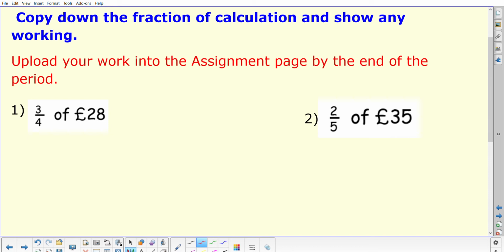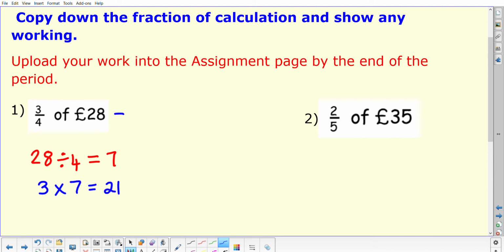We want to think about what 1/4 of 28 would be, and to do that we would be doing 28 divided by 4. So I would expect to see your working written down for that. That means your answer would be 7. You then take that 7 and you do a second piece of working. Because it's not just 1/4 we want, but 3/4, we're going to then do 3 lots of the 7 and you get the answer of 21.